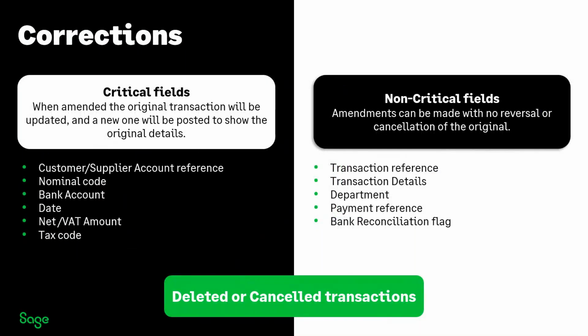Now, when you edit critical fields, this is when you amend the original transaction, and that's what's going to be updated, and then a new one will be posted to show the original details. So it's keeping that audit trail. Laura's probably covered this on her session around customers and suppliers corrections. On sessions, we often get asked as well, what are the red lines? And this is what we're referring to. So we're talking about red lines and audit trails, and it either means that it's been deleted or cancelled.